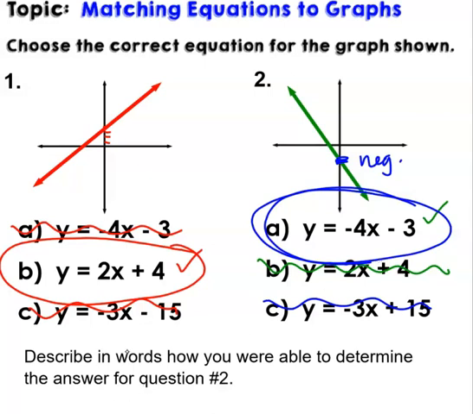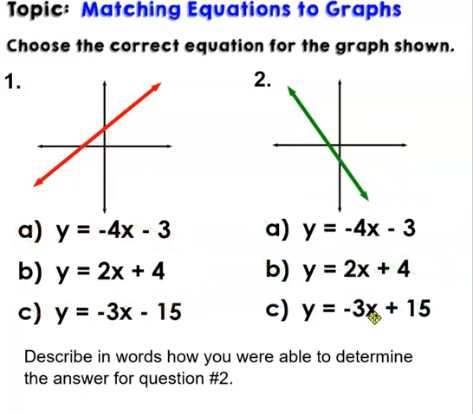Now, if I asked you to describe in words how you were able to determine the answer for question number 2, you'd have to describe both of those clues that you needed to use in order to pick one of these correct answers.